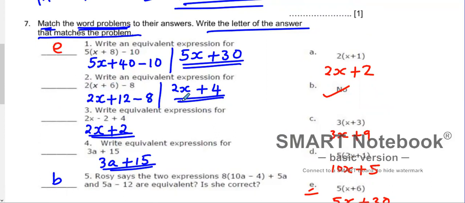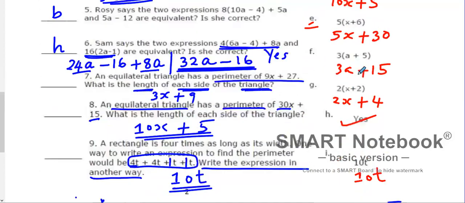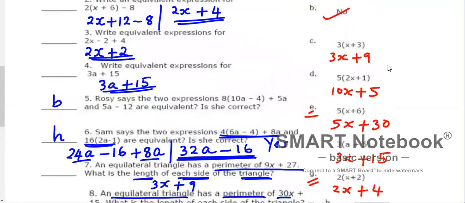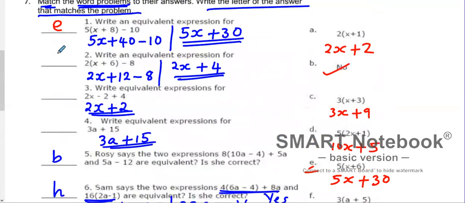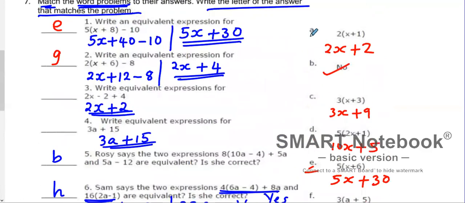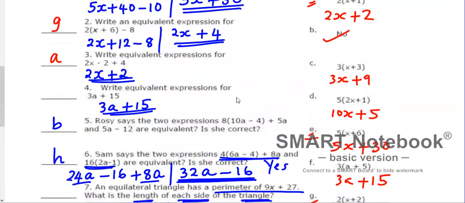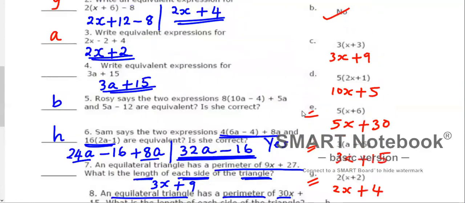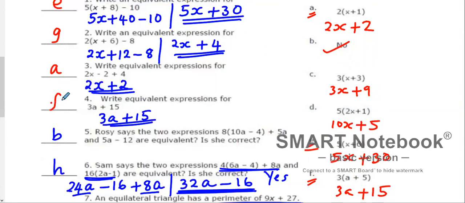Right, carry on. Question number 2, 2x plus 4 was the answer. Checking, you have the similar answer, 2x plus 4, yes. And in that case, the letter to that answer is G. So simply you write G there. Question number 3, we got 2x plus 2. Yes, the answer was A. So you write A. Then question number 4, the answer was 3a plus 15. 3a plus 15 was F. So write your answer F.